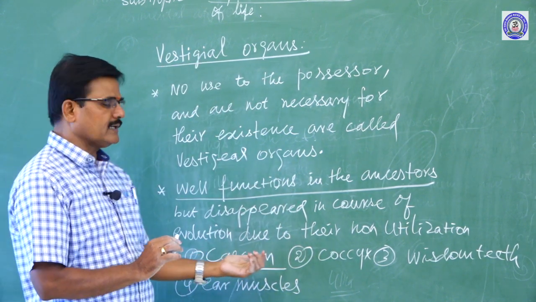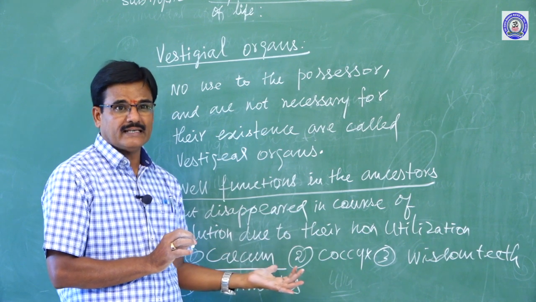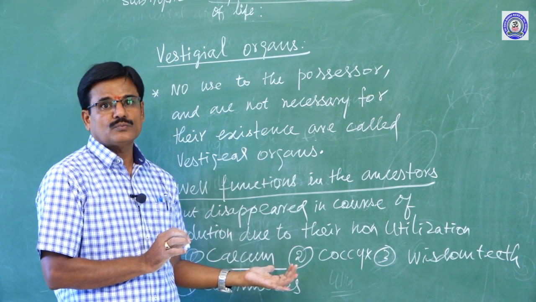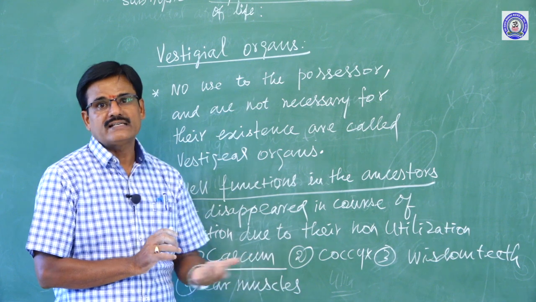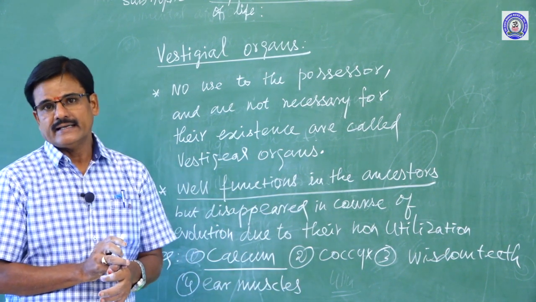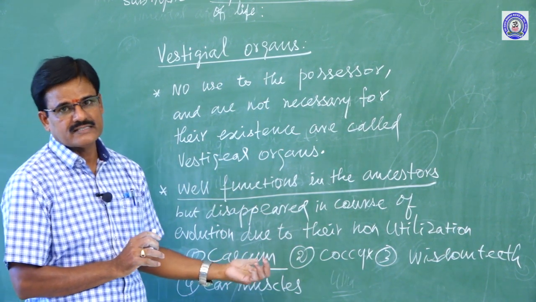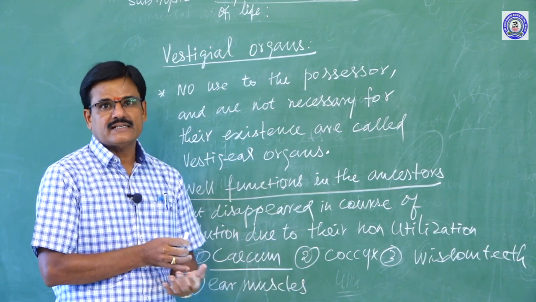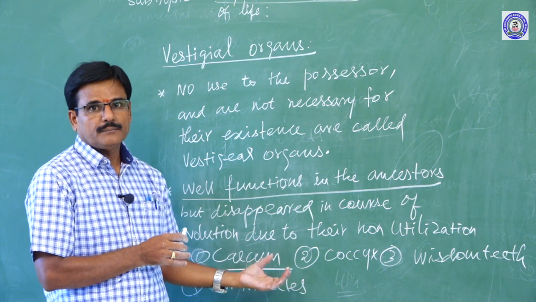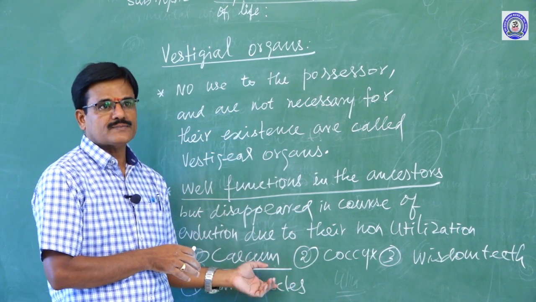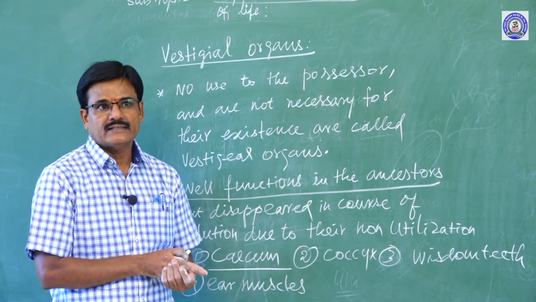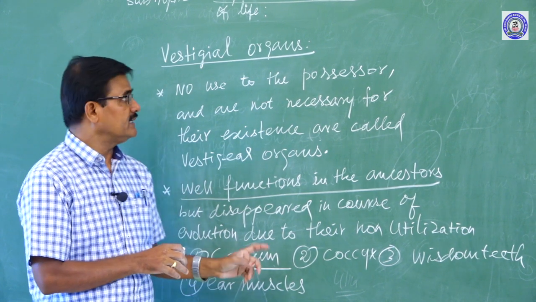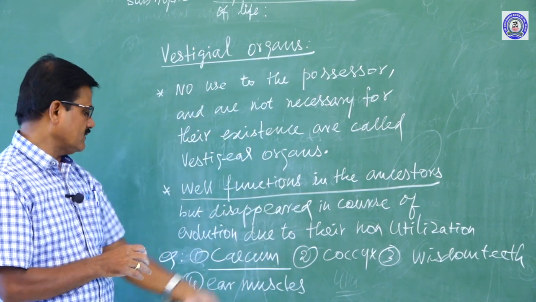For example, we can say the cecum. In human beings, the cecum is where the small intestine ends and the large intestine begins. In that, a blind-like sac is called the cecum. This is functionless. In previous ancestors, the cecum was functional, but nowadays it is not functional, so its size has been reduced. It is said to be a vestigial organ.